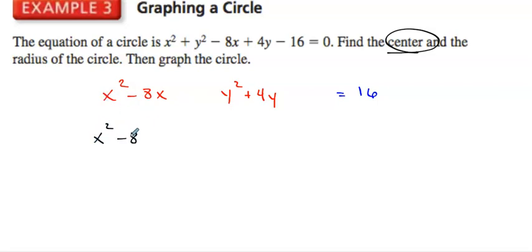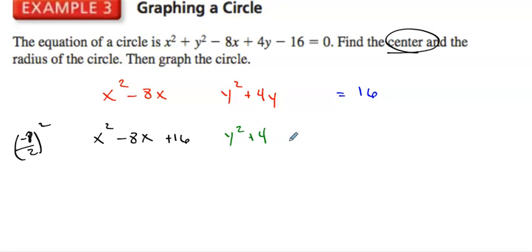So x squared minus 8x. I'm going to take my b value, divide by 2, and square it. So negative 8 divided by 2 is negative 4. Squared is plus 16, and we'll do the same thing here. Why not? So we have y squared plus 4y.